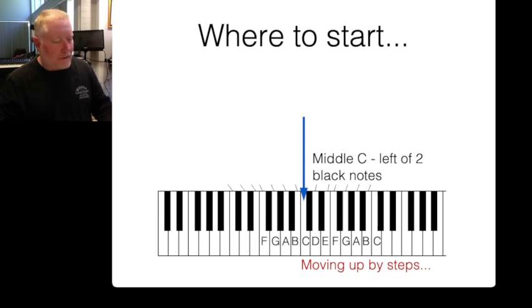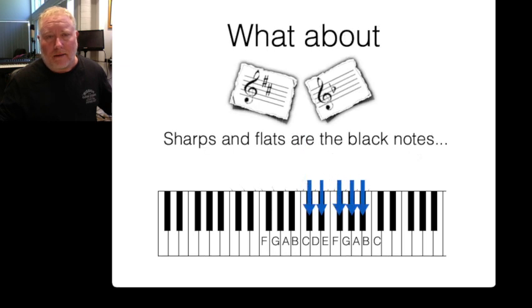Now, if we wanted to go down from C, let's go back to the middle, to the left of two black notes, and we step downwards to the left. We're stepping down in those musical ladder steps. So from C to a B, to an A, to a G, to an F. It's pretty straightforward. It's just up and down, stepping up and down the musical ladder.